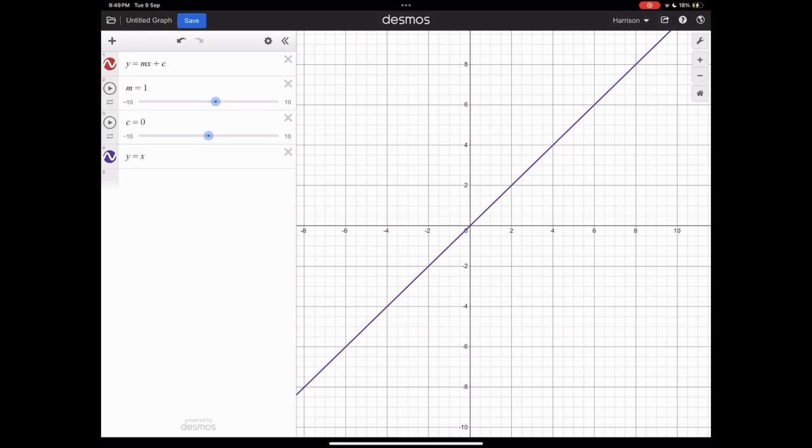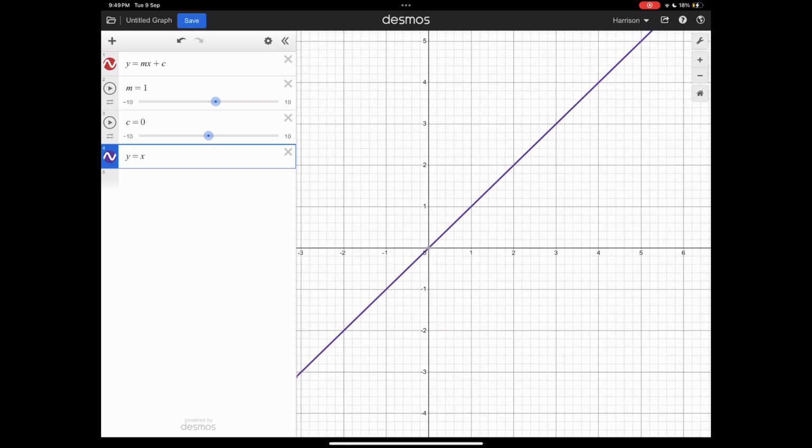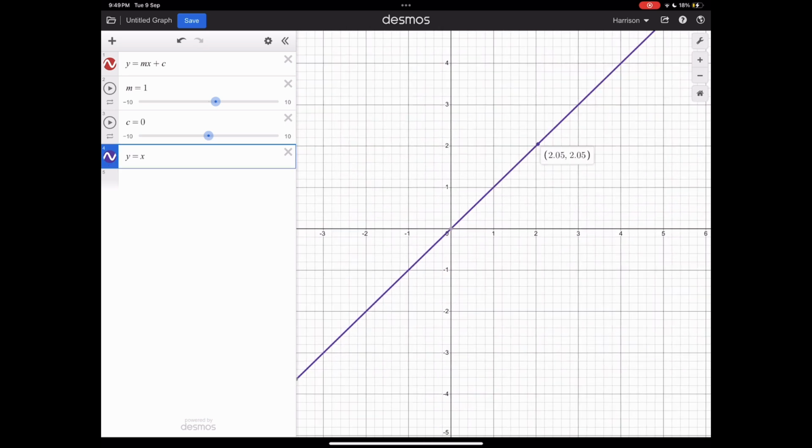So now I'm on Desmos, just to demonstrate why y equals mx plus c works. Currently on the screen we have y equals x, and that's the simplest straight line. You could say it's got a gradient of 1, because if you have a look in here, it's gone up by 2 from 0, and it's gone along 2. 2 over 2 is, sorry, 1.